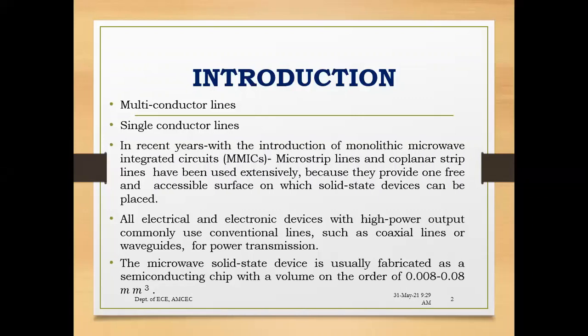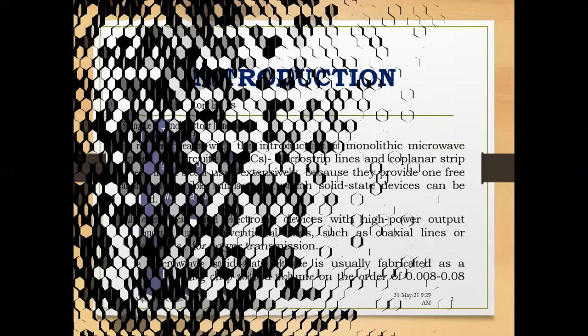Now here, all the electric and electronic devices with high output power are mainly used in the conventional lines. That means your multi-conductor lines, that is coaxial lines, as well as your single conductor lines, that is waveguide, for power transmission. Whenever we fabricate it, usually the chip volume we consider is 0.008 to 0.08 millimeter cube. Now what is actually a strip line?